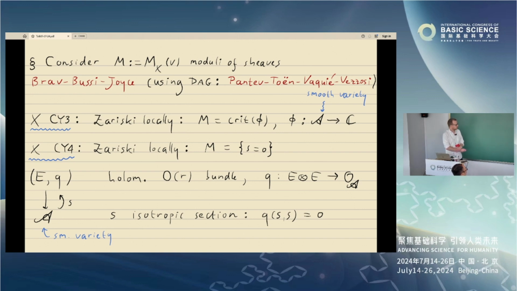And there's also such a model in the Calabi-Yau fourfold case. So Zariski locally, your moduli space everywhere looks like the zero locus of a special section. So what kind of section? Well, you have a smooth variety A and a quadratic vector bundle on it. So E here is a holomorphic vector bundle and Q is a fiberwise non-degenerate quadratic form. And the section is isotropic, meaning that the quadratic form vanishes on the section. So any moduli space of stable sheaves on the Calabi-Yau 3 or 4-fold locally looks like either of these two cases.